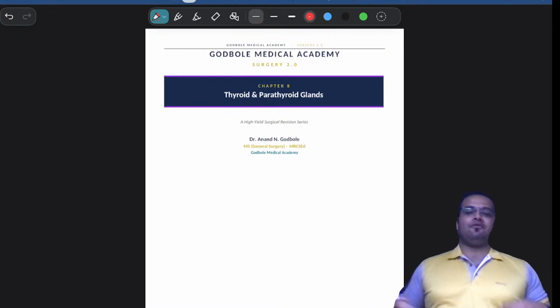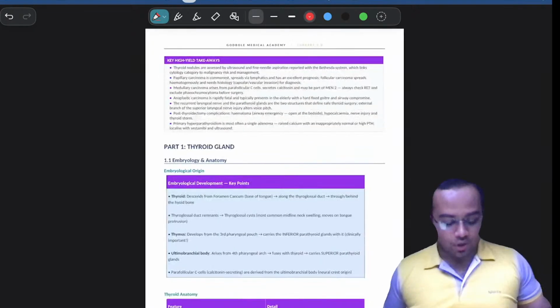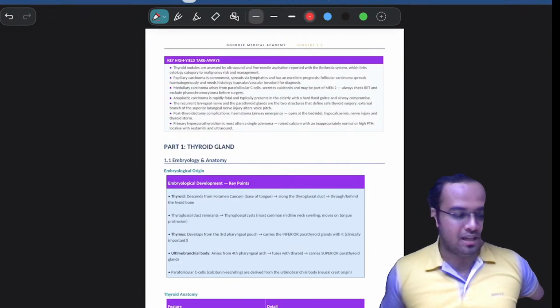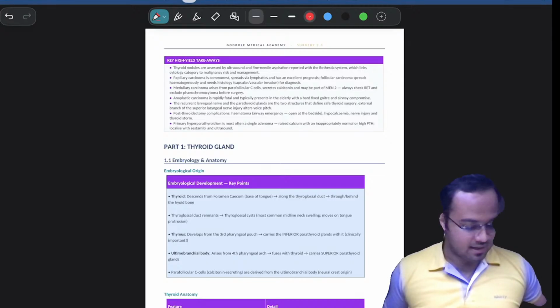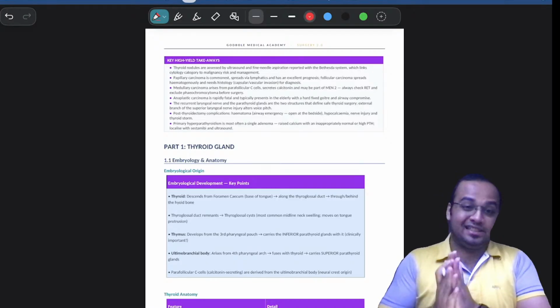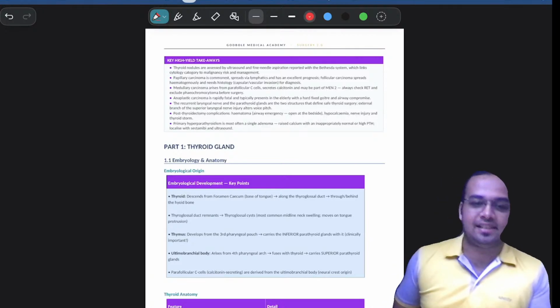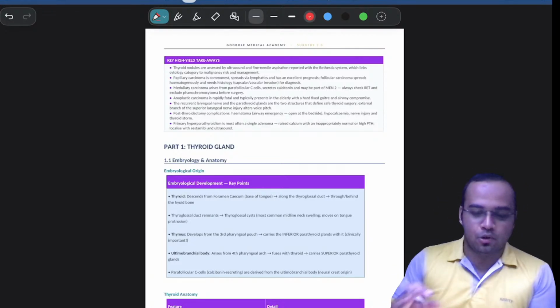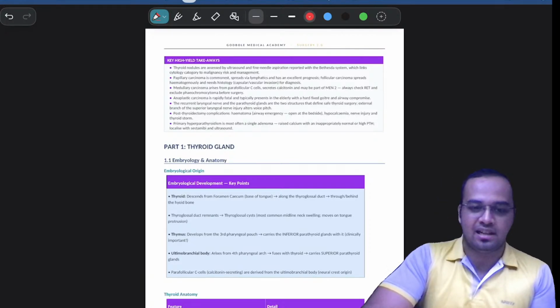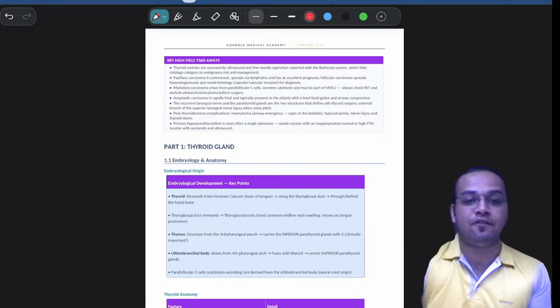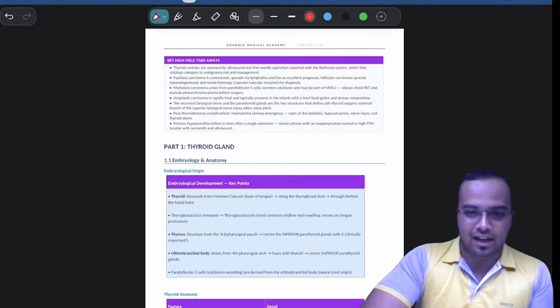So let's start off with the thyroid gland. Thyroid is very important for surgery, UG, PG, super speciality, then your clinics, first year, second year, third year, anatomy, सब जगह पे thyroid important है. For a physician also thyroid is very much important. You should know, even if you are becoming a physician, कहाँ तक patient के graves को medically treat करना है, when to refer the patient for surgery. So very much important topic.